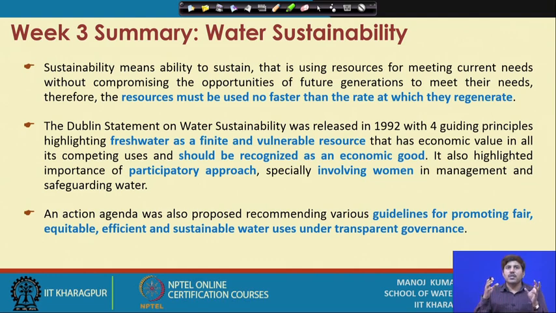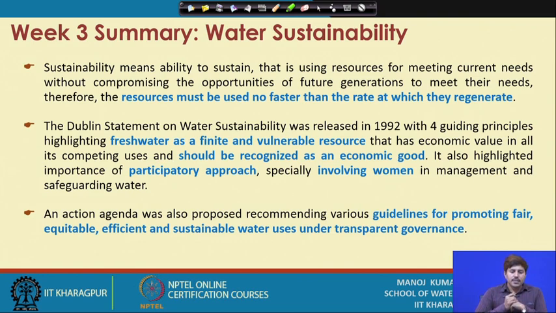So, therefore, replenishable resources like water must be used no faster than the rate at which they regenerate. Okay. So, groundwater should not be abstracted at a rate higher than its recharge, rivers should be ensured to maintain e-flow, and all those aspects were discussed.